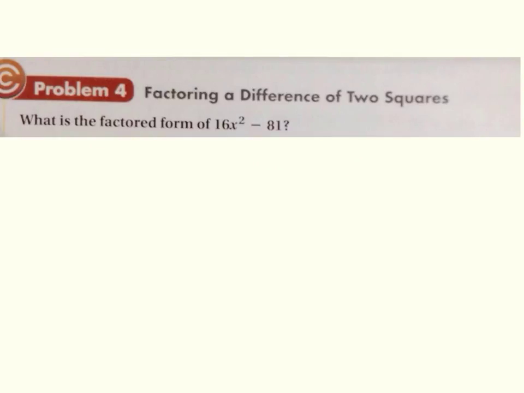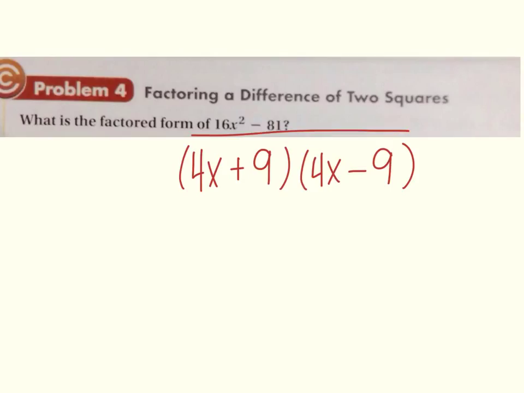Okay, let's do it again. This time though, the first term won't be 1, it'll be a perfect square. But 16, you should know, is a perfect square. So is 81, so that's still a difference of two squares. You're going to do it the same way. Square root of the front is 4x. You're going to do plus the square root of the last number, which will be 9, and then minus the square root of the last number, which will be 9. Okay, so that's how to factor a difference of two squares.